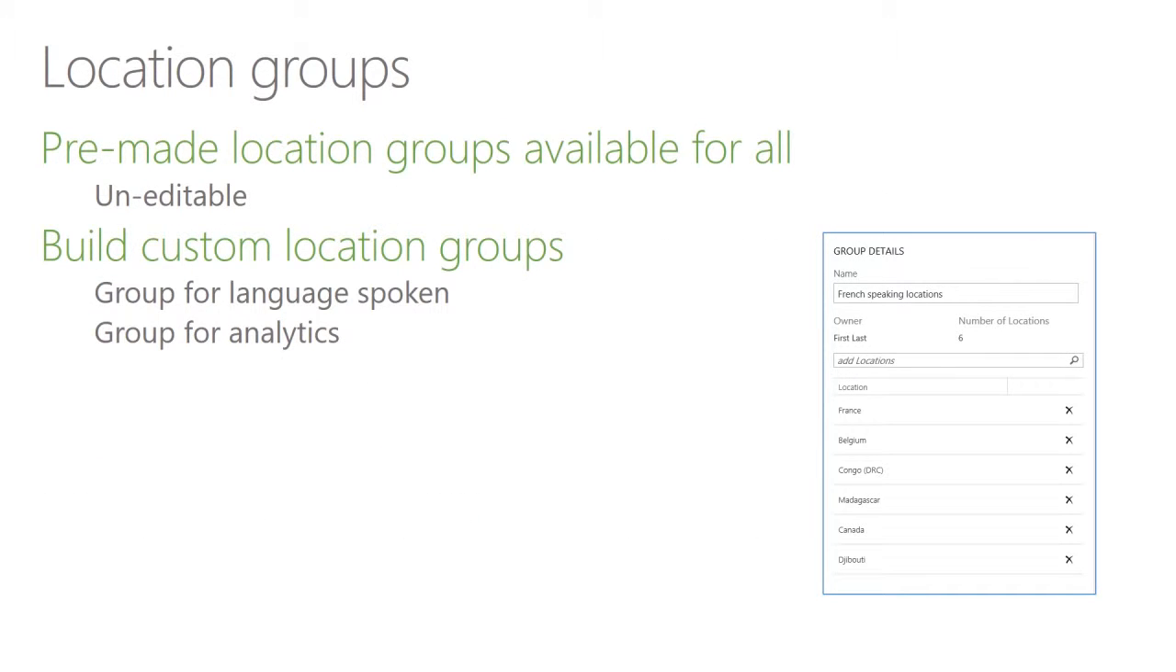Location groups allow us to make groups of locations so that we can analyze location-specific data or language-specific data if that's how we're building our groups. Out of the box, we have several pre-made location groups available. Those are not editable. But then we also have the option to build our custom location groups. As you can see here in our screen capture, we have a location group based on countries that speak French. So we can have an analytics set up for French-speaking items, for sentiment in French-speaking countries, and so on.